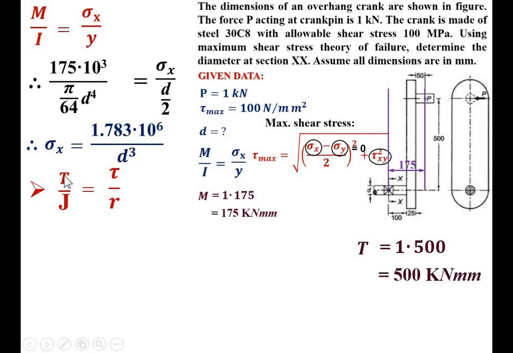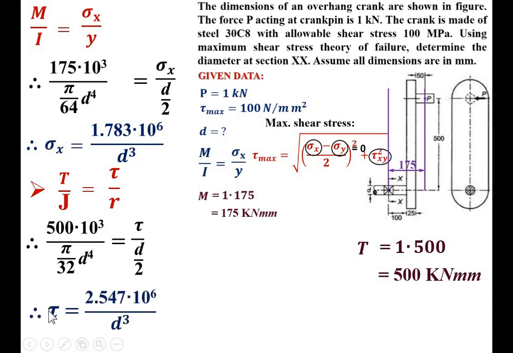Now I can put it over here. T is 500 kilonewton, that's why it is 10 raised to 3. J is the polar moment of inertia, and for the circular cross section the polar moment of inertia is pi by 32 d raised to 4, is equal to, as it is, tau, my objective, and you know that the radius is d by 2. If you simplify, you will get tau in terms of diameter. Once you have sigma x and tau, then you can find tau max.